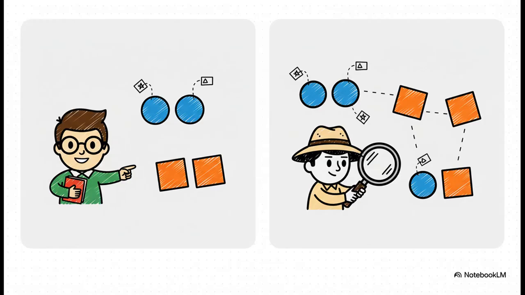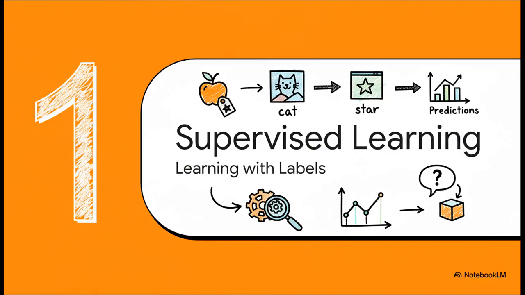Okay, so the easiest way to wrap your head around this is to think of it like this. On one hand, you have learning with a teacher. We call that supervised learning. And on the other, you have learning like an explorer. That's what we know as unsupervised learning. Let's dig into what that really means. First up, let's meet the teacher.